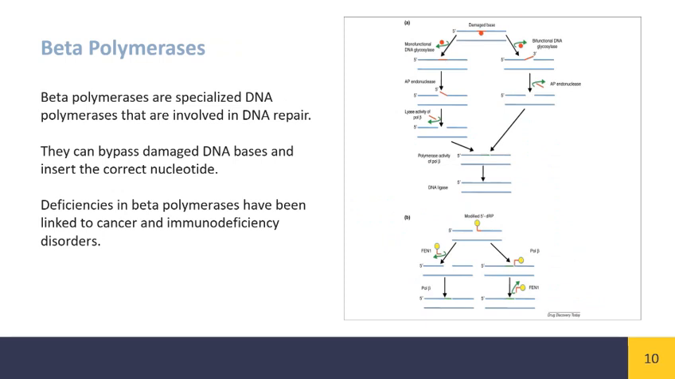The other type of polymerases is beta polymerases. Beta polymerases are involved in DNA repair. They can bypass a damaged DNA base and insert the correct nucleotide. Deficiencies in beta polymerase have been linked to cancer and immunodeficiency disorders.